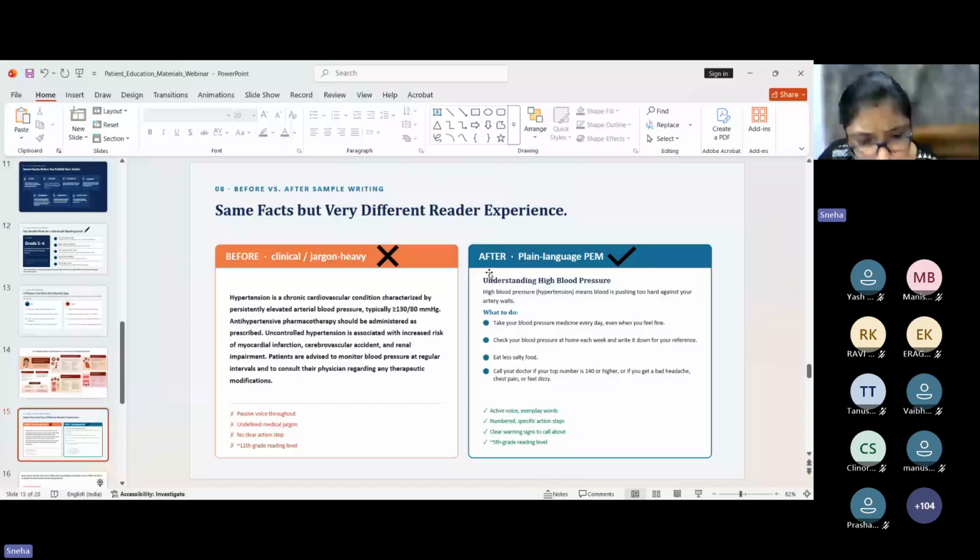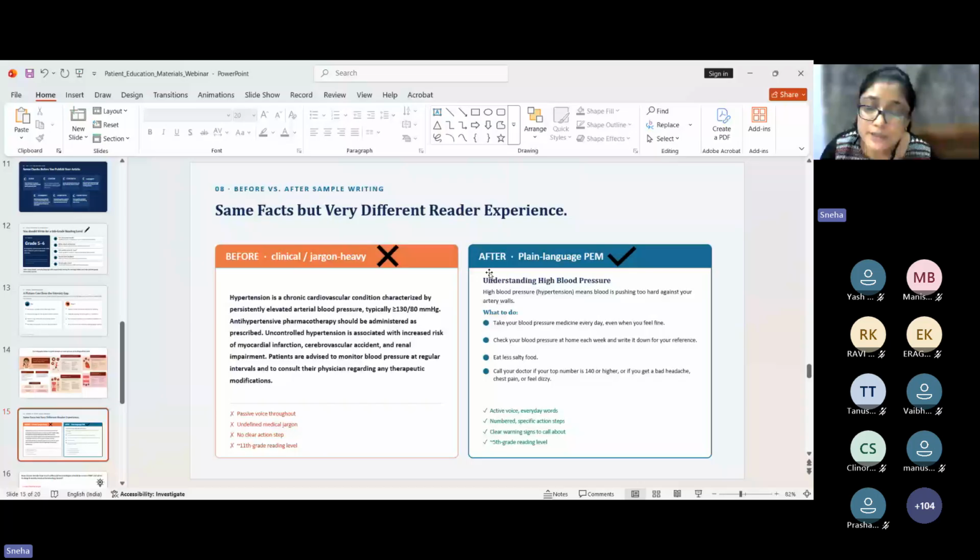Just see the before one. Hypertension is a chronic cardiovascular condition characterized by persistently elevated arterial blood pressure, typically greater than or equal to 130 by 80 millimeters of mercury. Antihypertensive pharmacotherapy should be administered as prescribed. Uncontrolled hypertension is associated with increased risk of myocardial infarction, cerebrovascular accident, and renal impairment. Patients are advised to monitor blood pressure at regular intervals and to consult their physician regarding any therapeutic modifications.